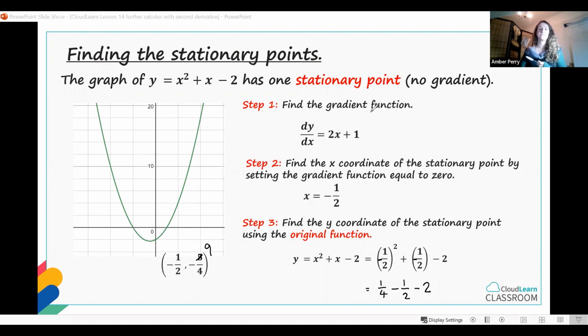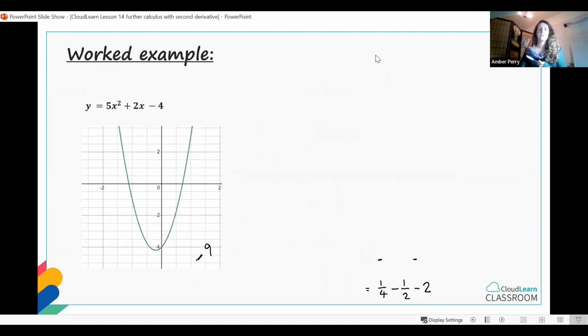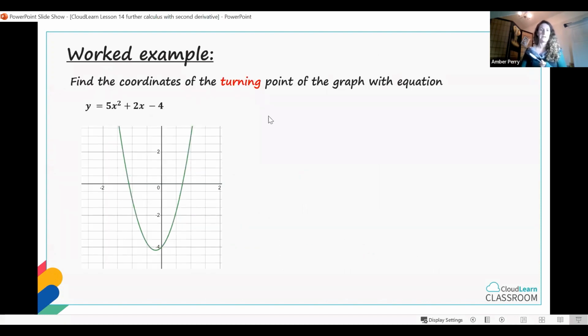Pop it in the chat if you don't want to unmute yourself. We can do another, let's do this one more example here, okay? So let's just go through this example doing all of those steps and I'll just work it through with you, okay?